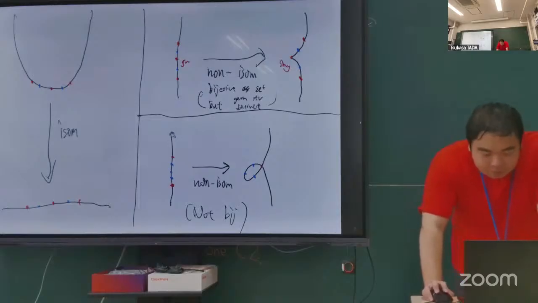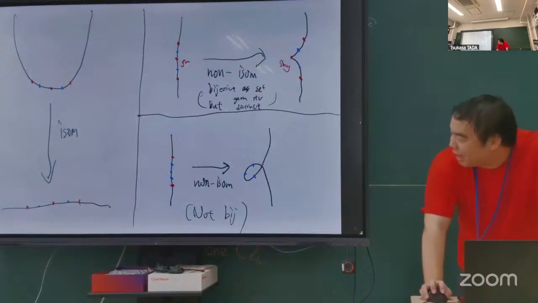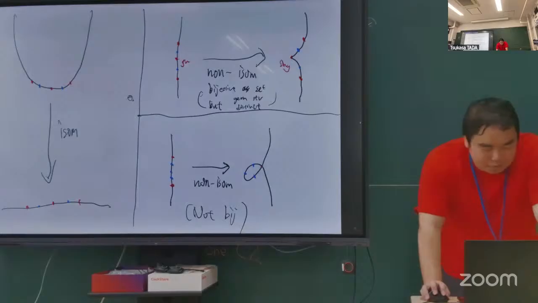And the line and the nodal curve are also non-isomorphic because this map is not bijective. There are two points mapped to the node. So it is another non-isomorphic example.